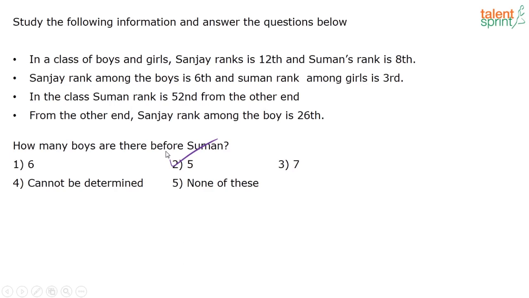Sai Jyoti says Suman will be 6. How? Suman is ranked 8th, correct? So there will be 7 people before Suman. So let's move on to the next question.